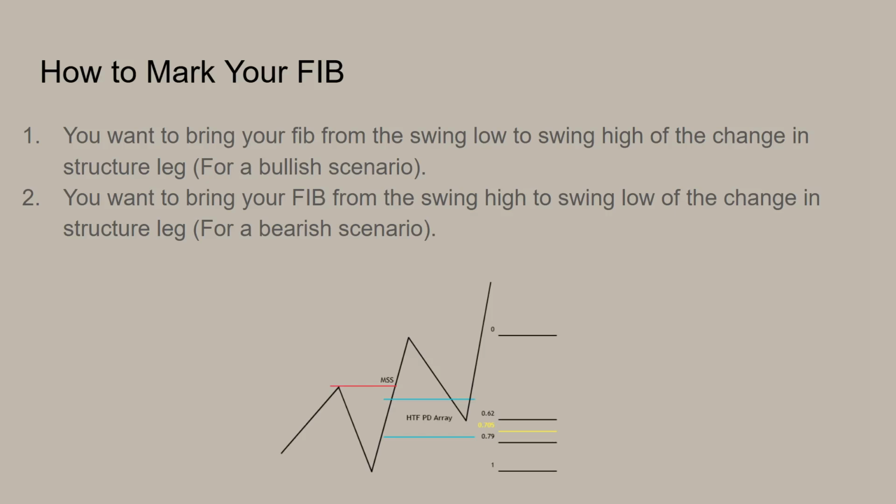You want to bring your Fib from the swing low to the swing high of the change in structure leg if it's a bullish scenario, and if it's a bearish scenario, you draw it from the swing high to the swing low. And there's a couple ways you can enter off the Fibonacci tool. We will get into that. But you can enter off the PD array, or you can enter off the Fibonacci itself.